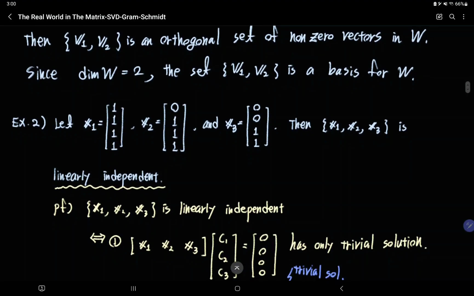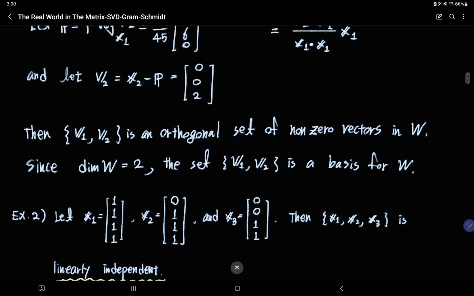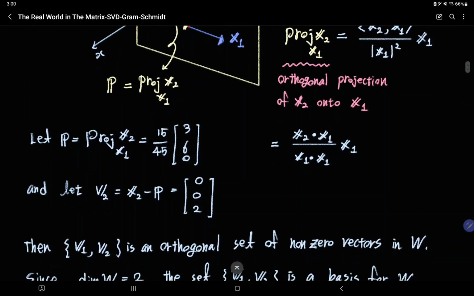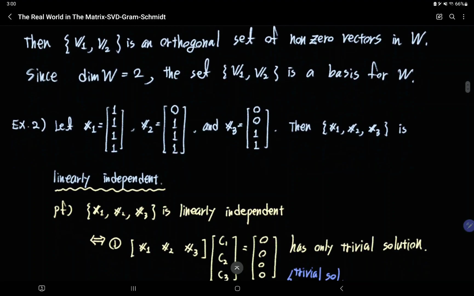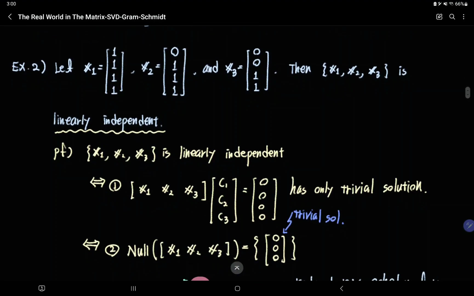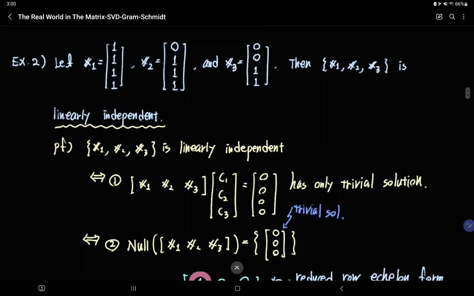Okay, so example 1 is quite simple, right? But example 2 is a little bit more complicated than example 1, because we have one more vector, and the number of entries in each vector is not just 3 but 4, right? So 3 vectors are given, and they are linearly independent. Why? Let's show that these 3 vectors are linearly independent.